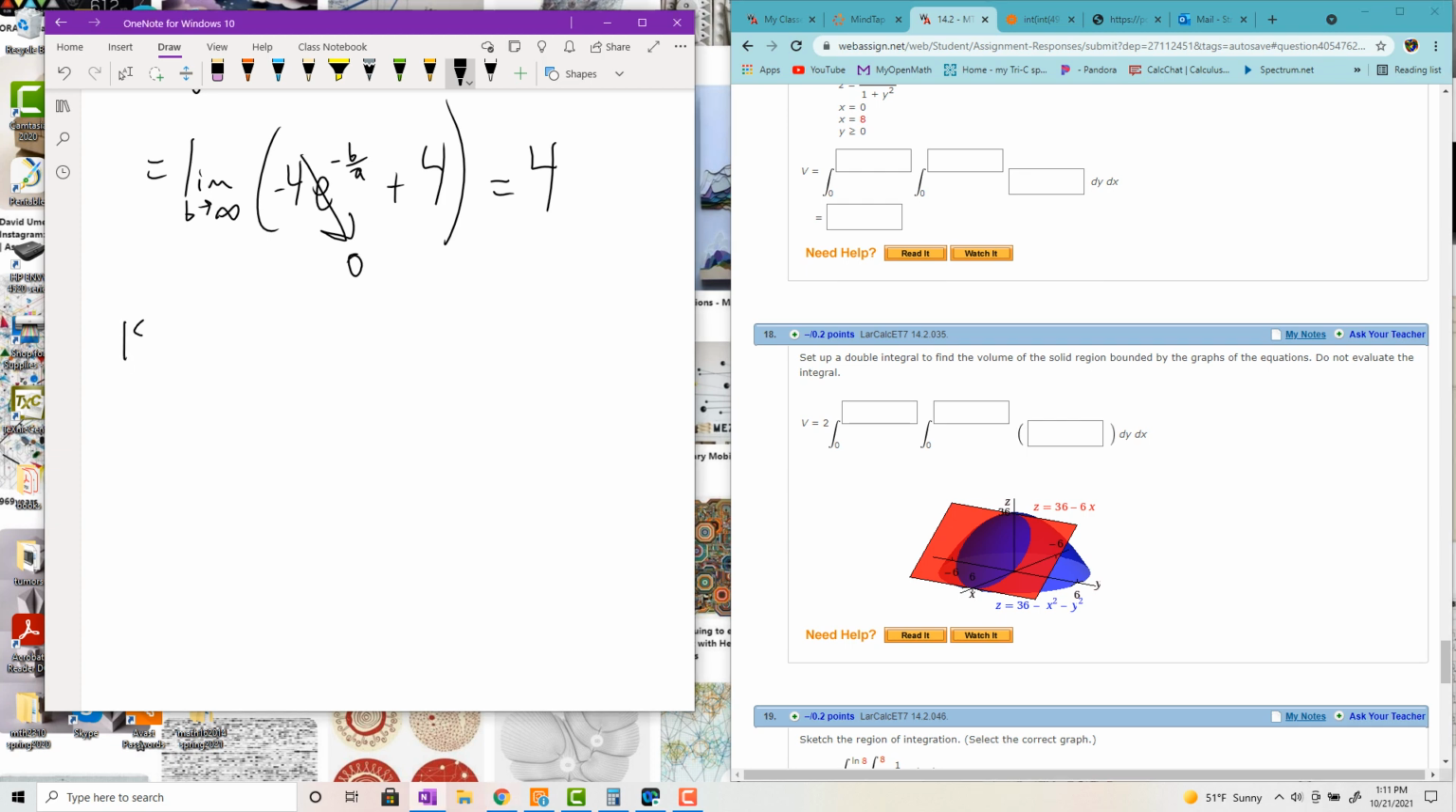Okay, so in number 18, we're trying to find the region between these two surfaces, right? So if you have this thing, this looks like an oval type cross section. You want to find the volume of this kind of like contact lens region. What you want to first do is project that intersection into the xy plane.